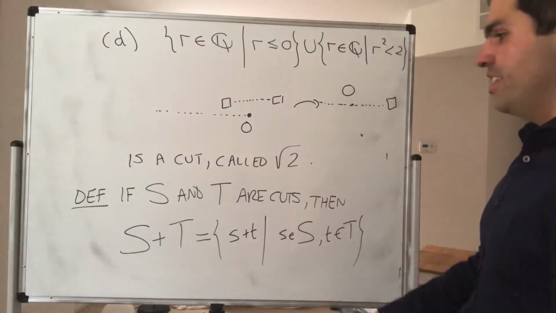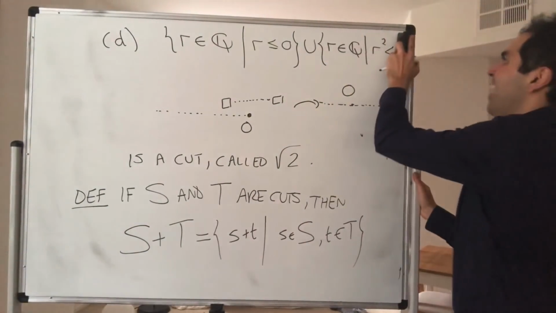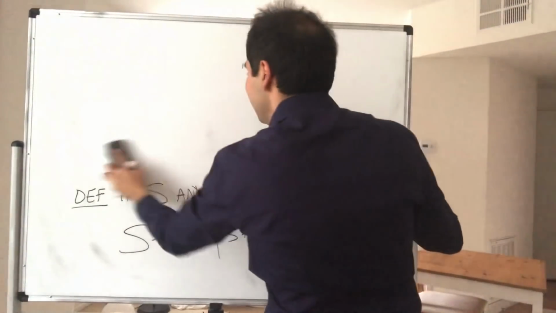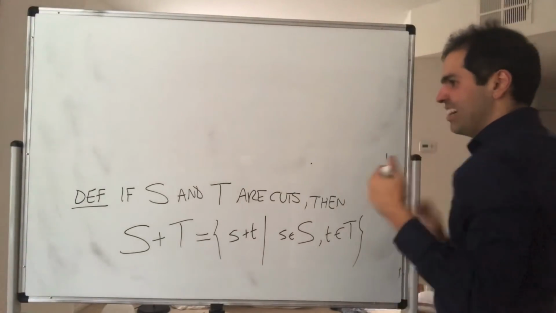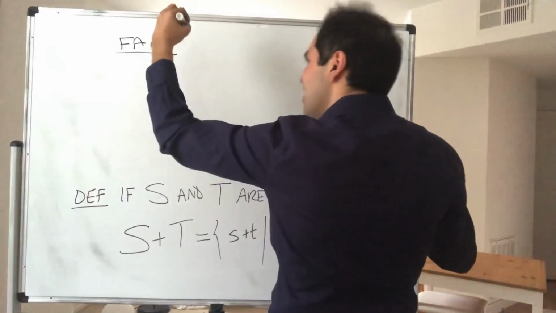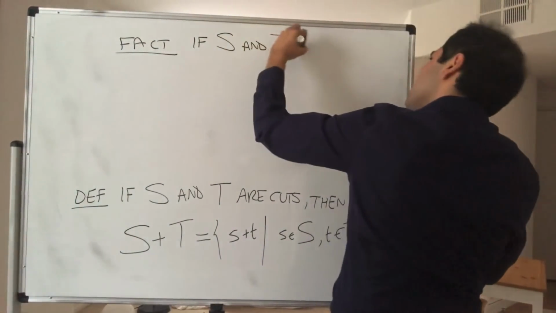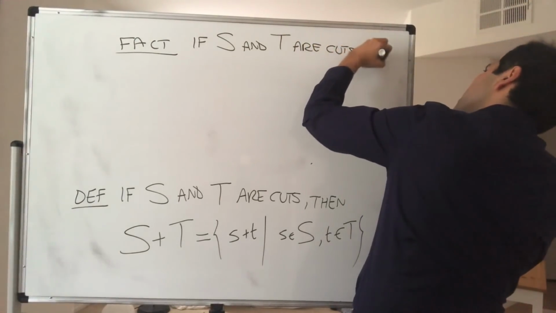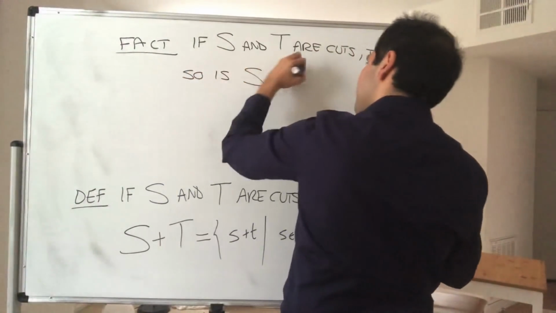Of course, we can define whatever we want. The whole point is it has to be powerful. But indeed it is, because it turns out if you add two cuts, you still get a cut. So, fact, and I think that's also on your homework, beautiful: if S and T are cuts, then so is S plus T.